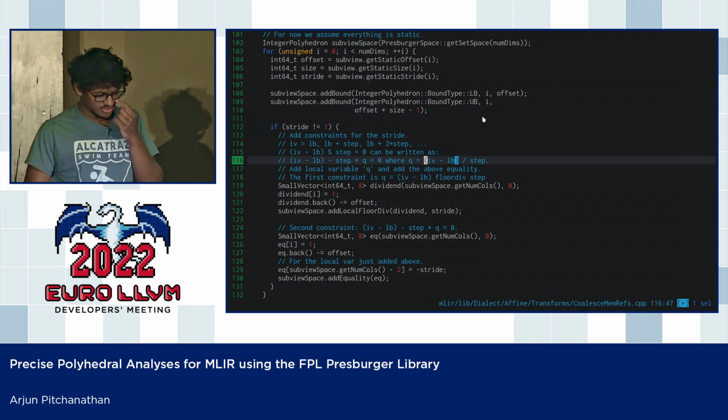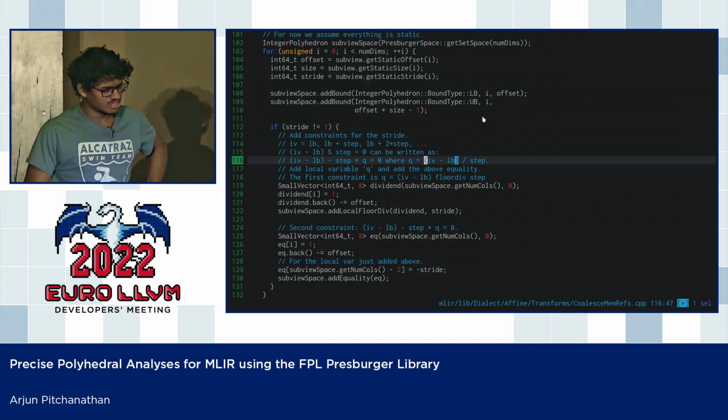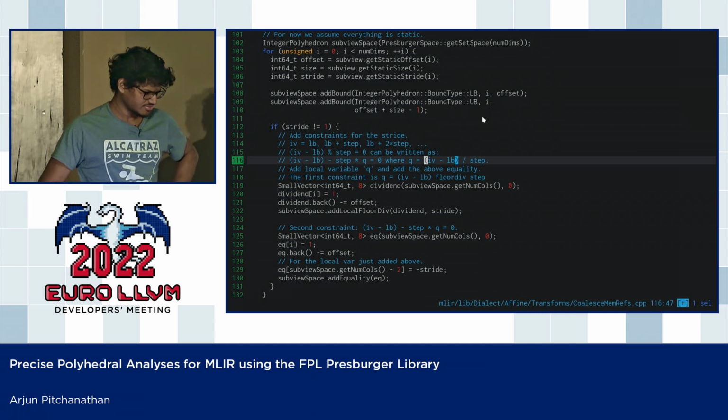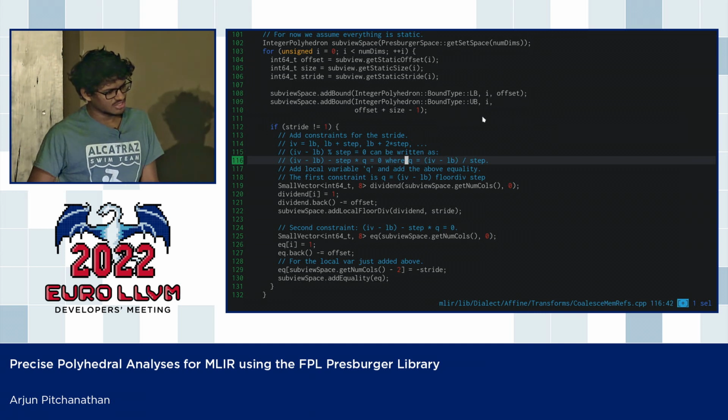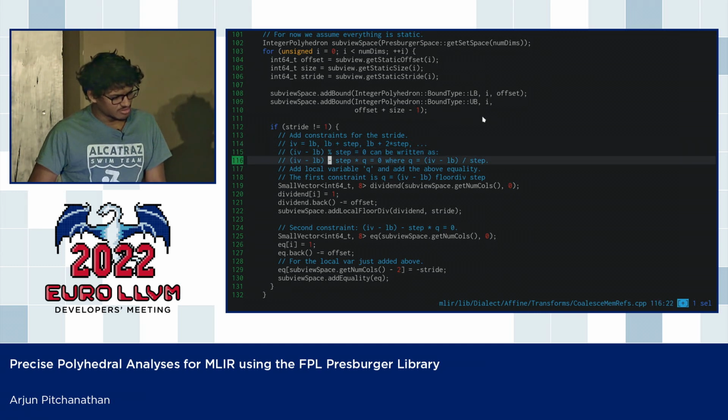So this is the same thing we saw earlier, where if you wanted to say that I is even, we said that I is equal to 2 times I floor div 2. So here we want to say that IV minus lower bound is a multiple of step. So we say IV minus lower bound is equal to step times IV minus lower bound floor div step.